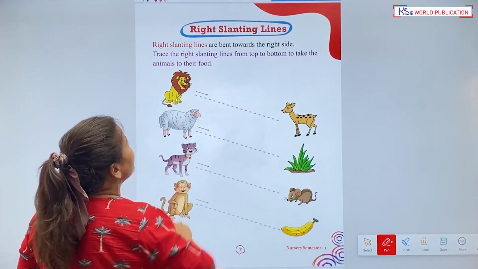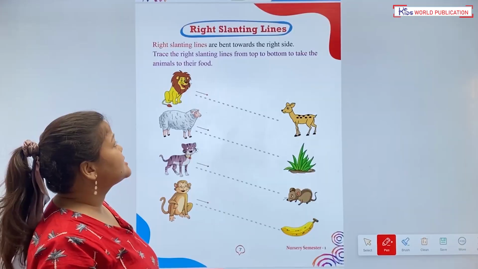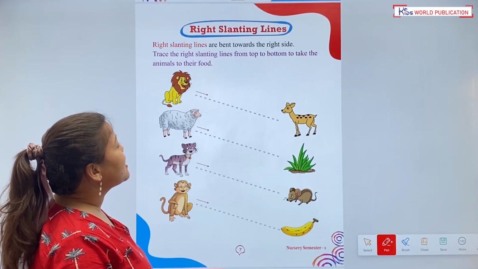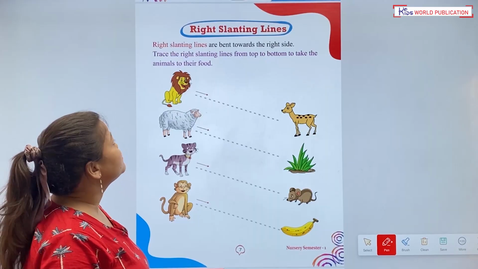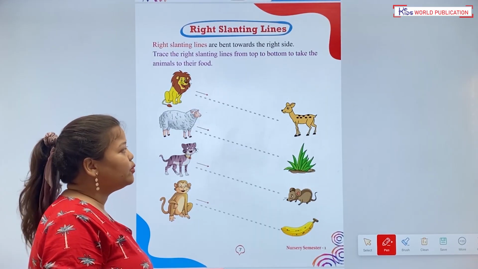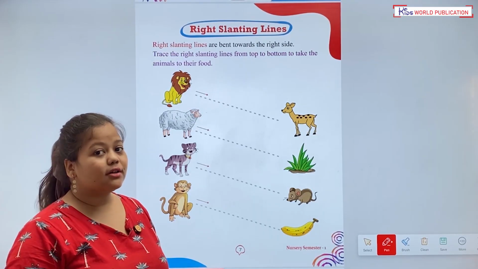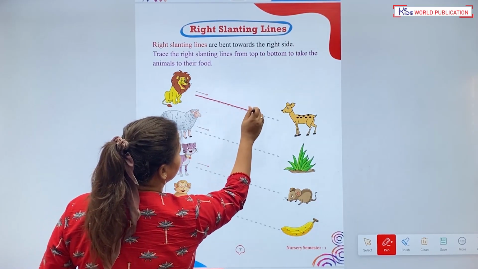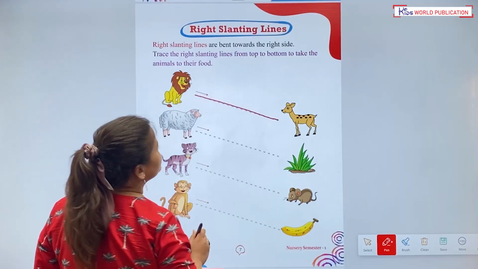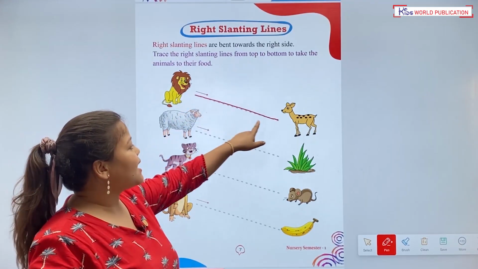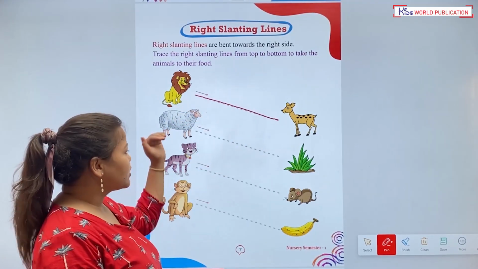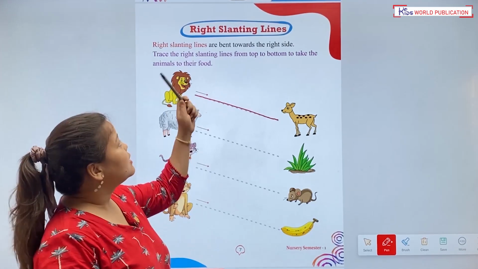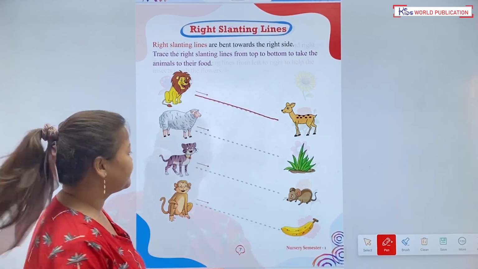Right slanting lines. Right slanting lines are bent toward the right side. Trace the right slanting lines from top to bottom to take the animals to their food. So let's draw the right slanting line. So this is how right slanting lines look. So kids, you will trace the rest of the lines and draw the right slanting line.